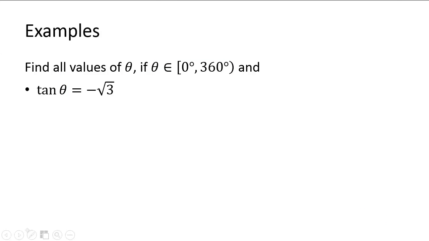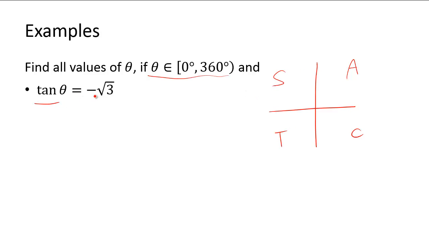Let's try another one. Again, we have this restriction, that's fine. So we need a reference angle, and we need to figure out which quadrants it's in. According to CAST, where is tan negative? Well, tan is positive here and here, so it's negative here and here. So this angle and this angle will be our final answers for 0 to 360.